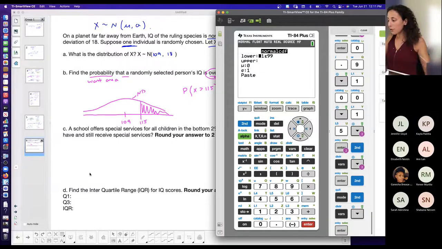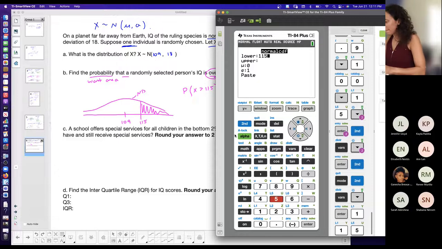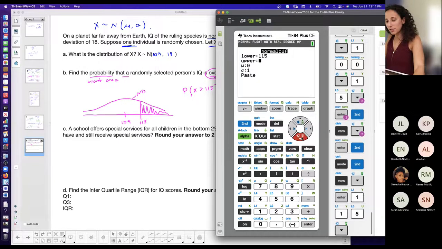And the low, well, I put the middle here always as the mean, but the lower bound of this shaded region is 115. My upper bound, what's my upper bound? What's the area on the right-hand side and the upper side for the shaded region? Infinity.